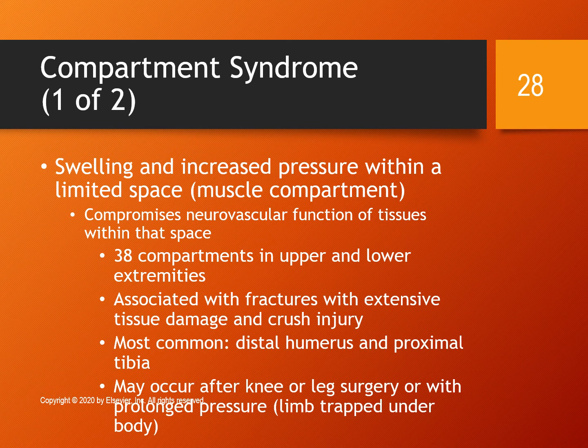So compartment syndrome, this is very important. It involves swelling and increased pressure within a limited space, so a muscle compartment. And it compromises the neurovascular function of the tissues within that muscular compartment. So there's 38 different compartments within the upper and lower extremities, and compartment syndrome is associated with fractures with extensive tissue damage, such as a crush injury. Most commonly, the sites that this will occur is like distal humerus, proximal tibia. It can even occur after surgery.